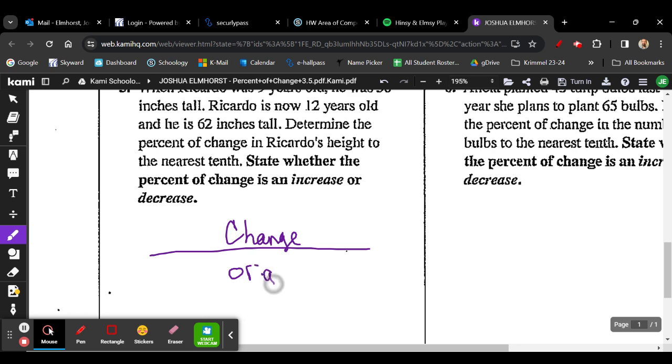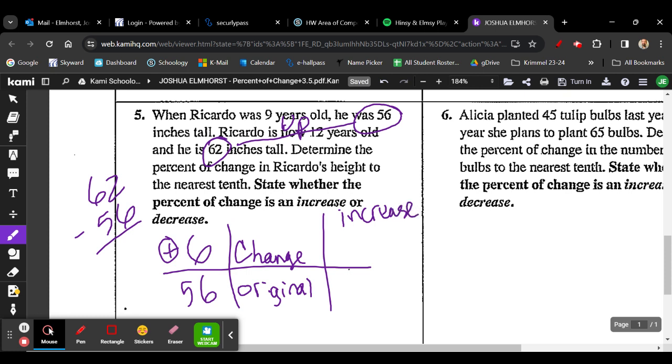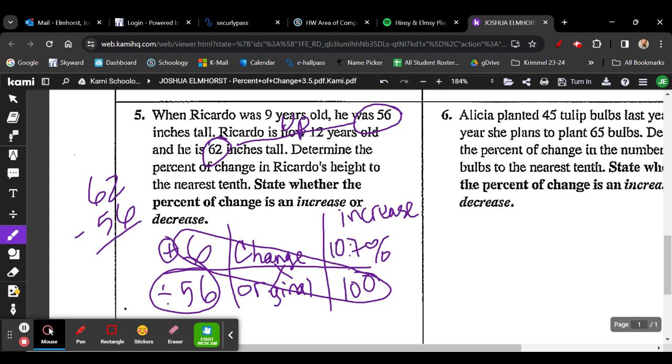Change over the original. So he was originally 56 inches tall, and then he went up to 62. So 62 minus 56. So that was an increase of 6 inches. And now we're going to calculate the percent: cross multiply, and then divide by 56. So he grew 10.7%, and that was an increase.